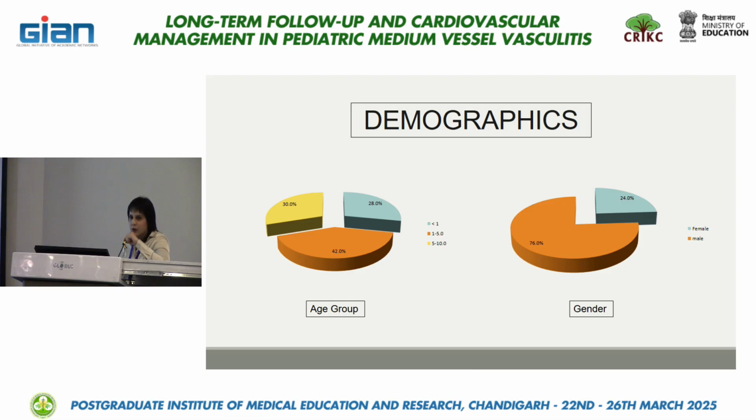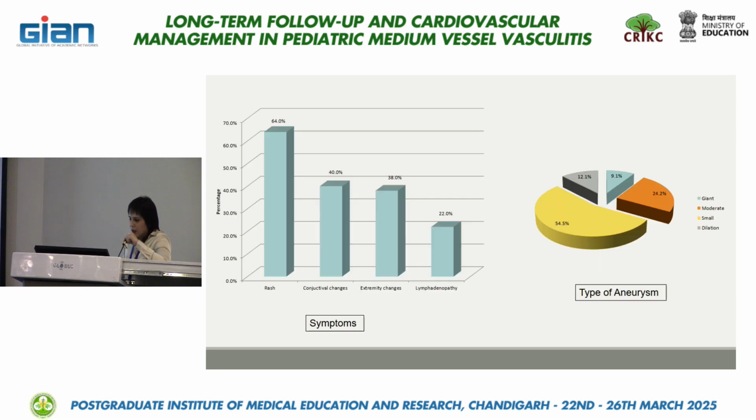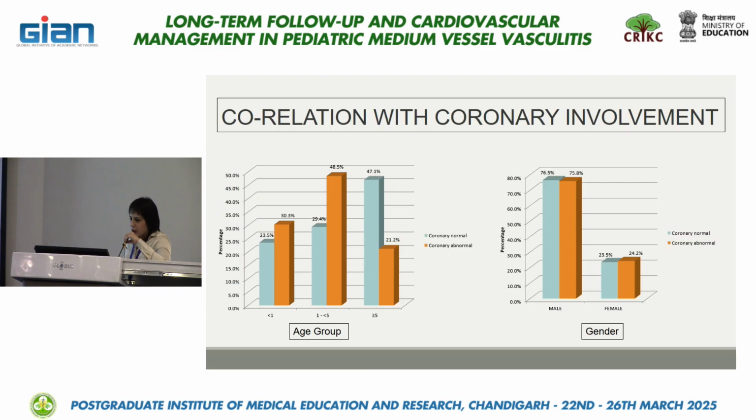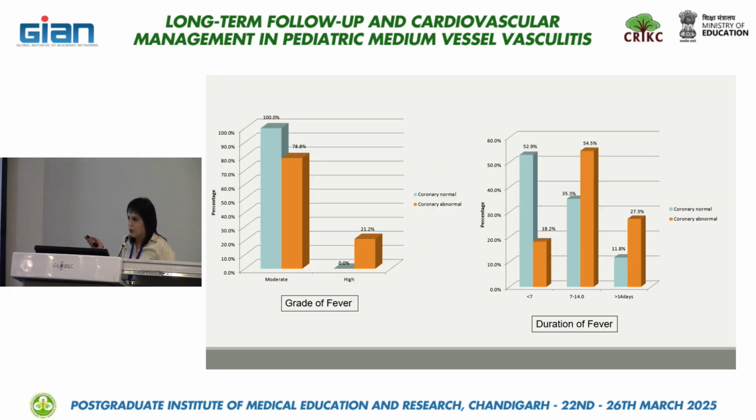Our common age group was 1 to 5 and we had more male preponderance. Fever was present in all 100% of cases, with rash as the second most common symptom, followed by conjunctival changes and extremity changes. Then, type of aneurysm: most commonly we saw a small aneurysm, followed by medium aneurysm and then dilatation, which was calculated as per the Z-score. Then we did the correlation with coronary involvement, with factors like age group, and no significant correlation was found between age group and gender and coronary abnormality.